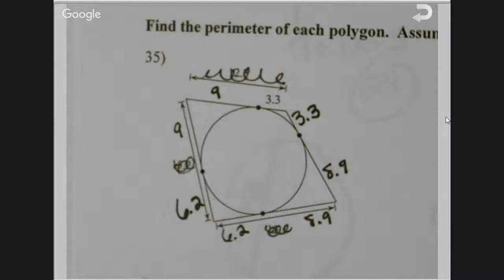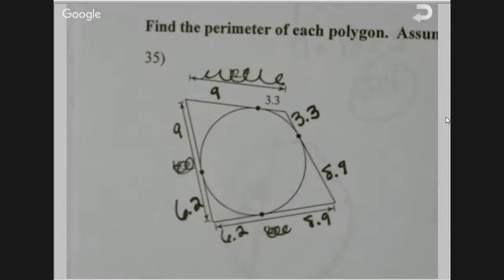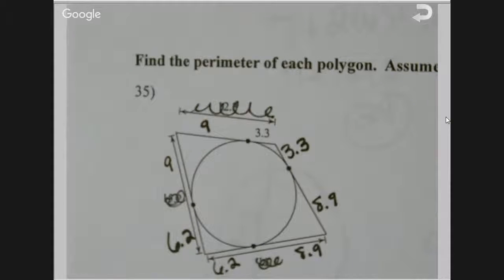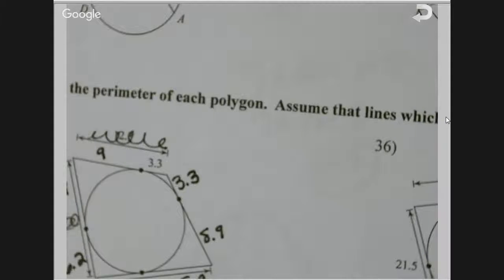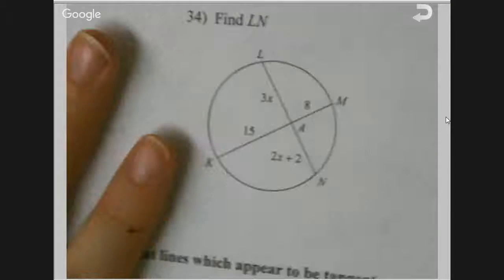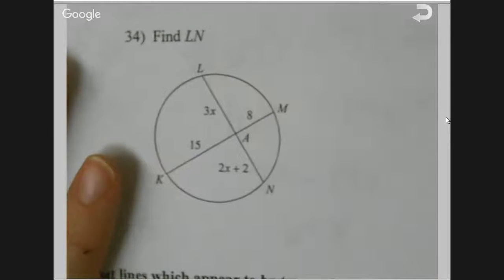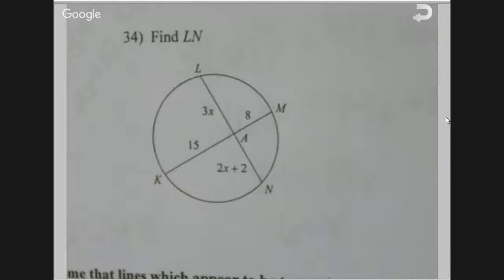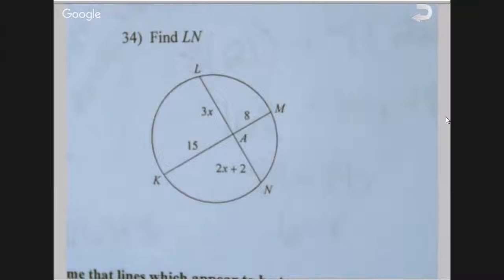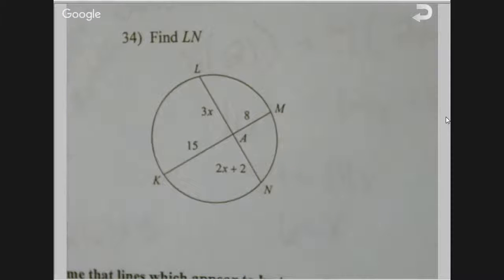Okay, got that. We're almost done with circles. We've got intersecting chord theorems, and then we're going to quickly look at a graph of it. So for intersecting chord theorems, we're going to use this example. This one says find LN, which means I have to find this whole thing, but I have to be able to find the actual different portions.